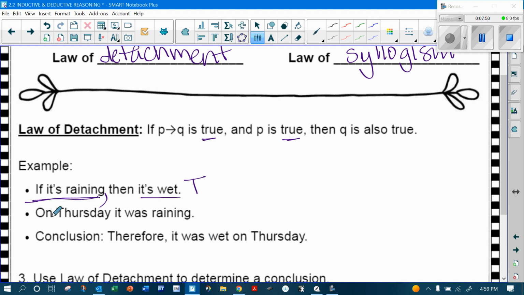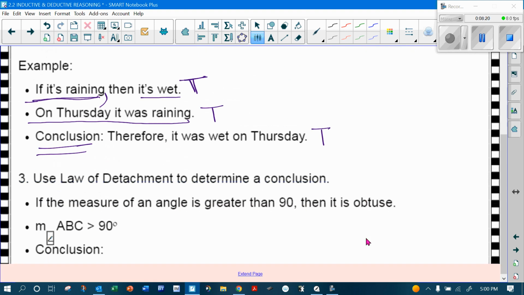Now, if P is true, on Thursday it was raining. So this is the P part. This is your hypothesis. On Thursday it was raining. Then I can conclude that on Thursday, since it was raining, then it was wet. So if your conditional statement is a true statement and your hypothesis is true, then your conclusion will also be true. Okay, so let's use the law of detachment to determine this conclusion.